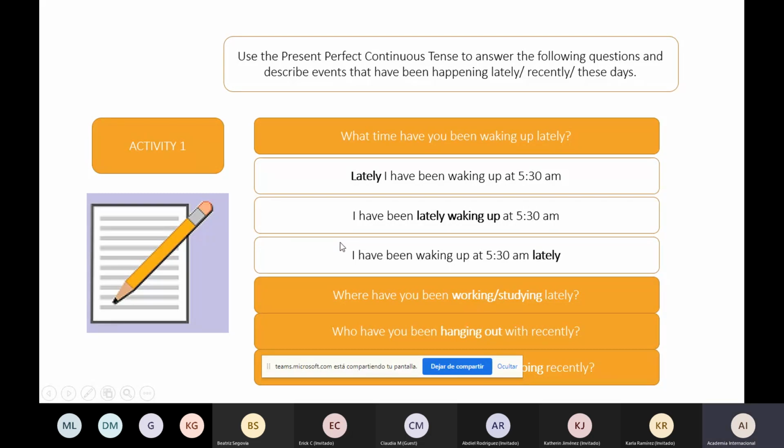The activity is this. Okay. Try to write sentences or write answers for these questions. Where have you been working or studying lately?